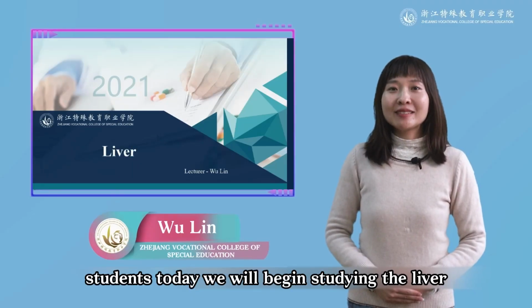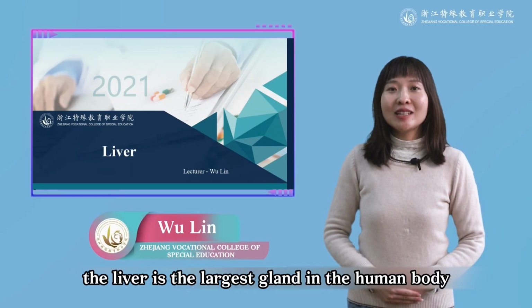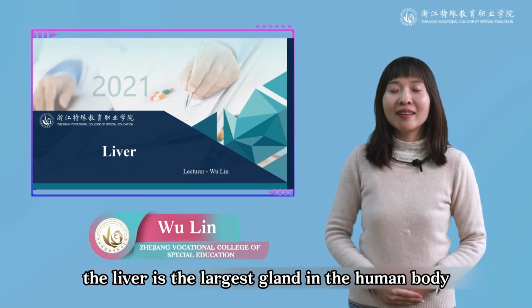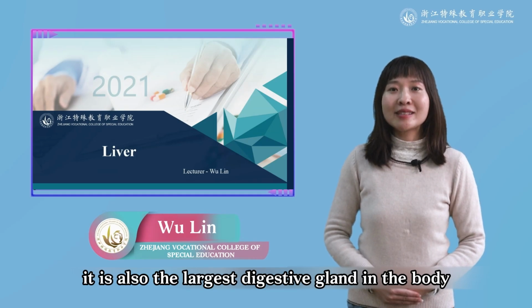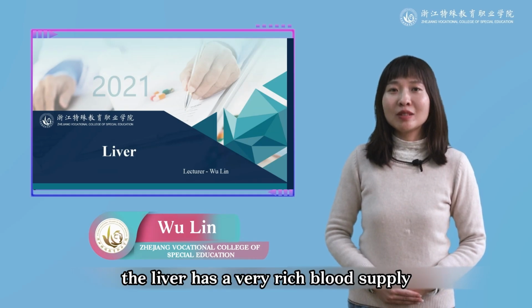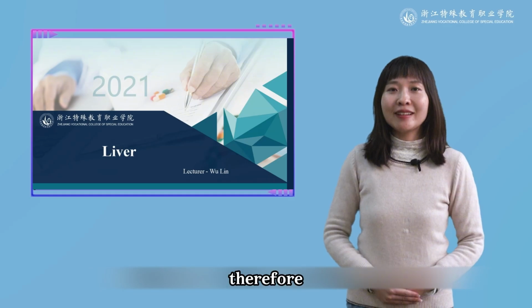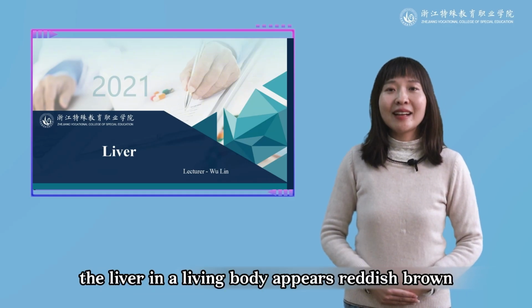Students, today we will begin studying the liver. The liver is the largest gland in the human body. It is also the largest digestive gland in the body. The liver has a very rich blood supply. Therefore, the liver in a living body appears reddish-brown.